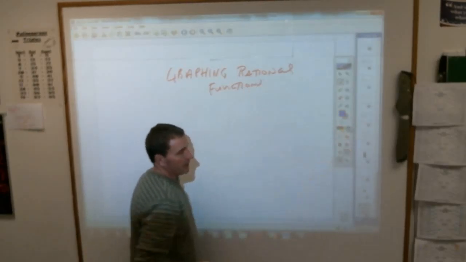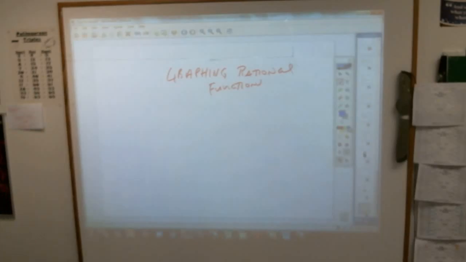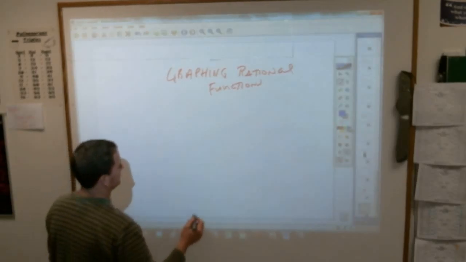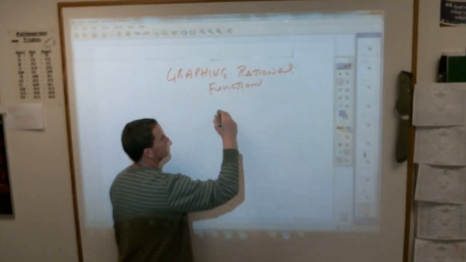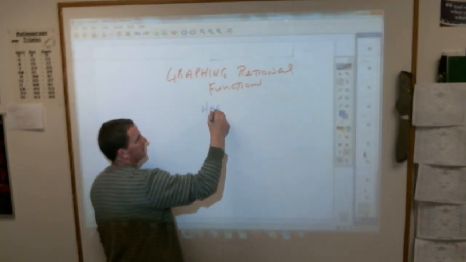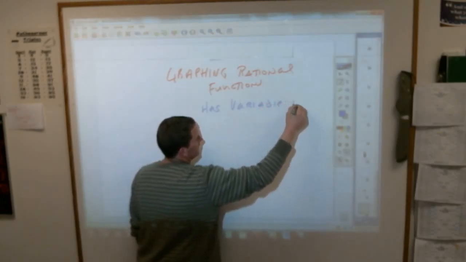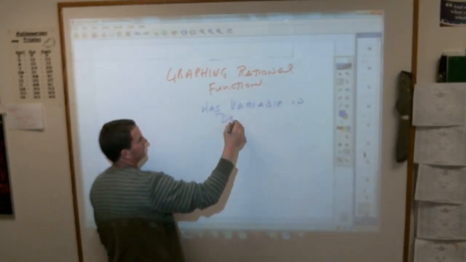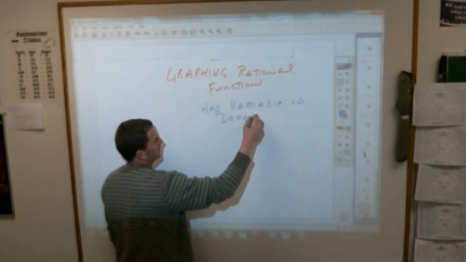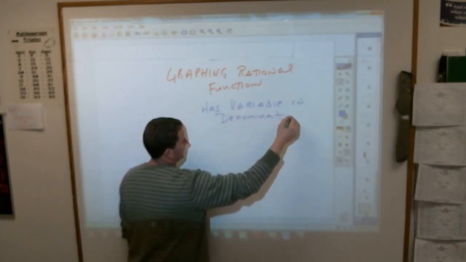Don't ask me why, but the book says a rational function has a variable in the denominator, said slowly and articulated. Has a variable in the denominator of a fraction. You will recognize this after I show you.